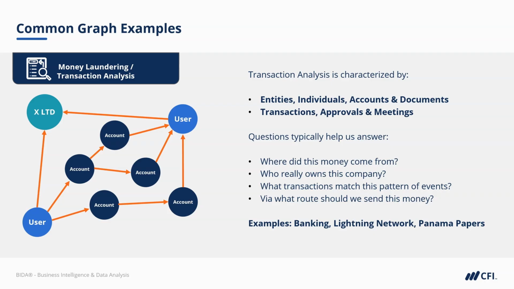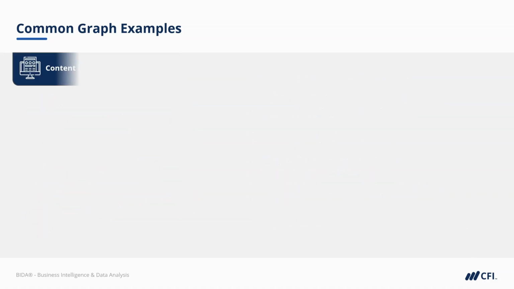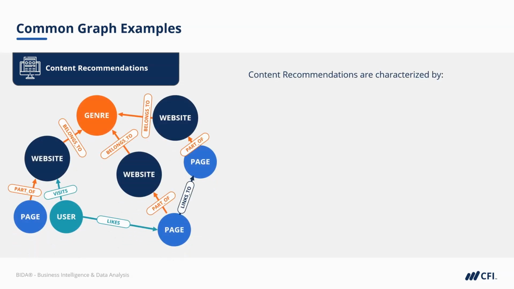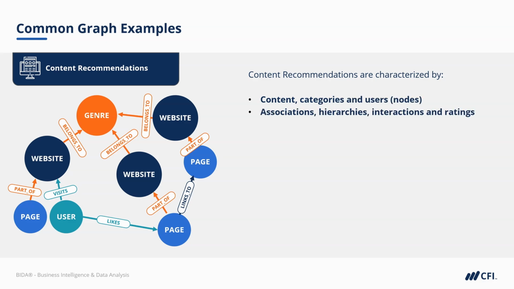The final example is one you may come across more often than you realize, and this is content recommendations. So the example I'm showing here shows different websites with different pages that belong to them, or pages that link to each other using hyperlinks across the web. We have users which visit certain websites or like certain pages, and websites belong to certain genres. So the scenario really has content, categories, and users as nodes, and associations, hierarchies, interactions, and ratings as its relationships.